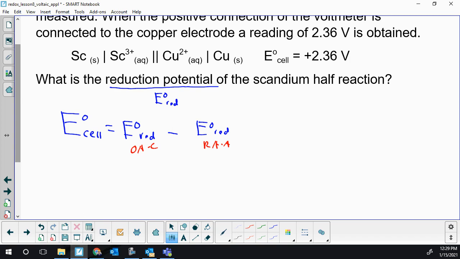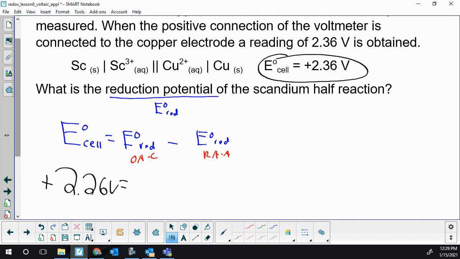E naught cell, we'll start there. Well, that's given to us. I'll put the positive in just to emphasize this was a spontaneous cell. Now we got to figure out which is our OA at the cathode. The E naught reduction at the cathode.